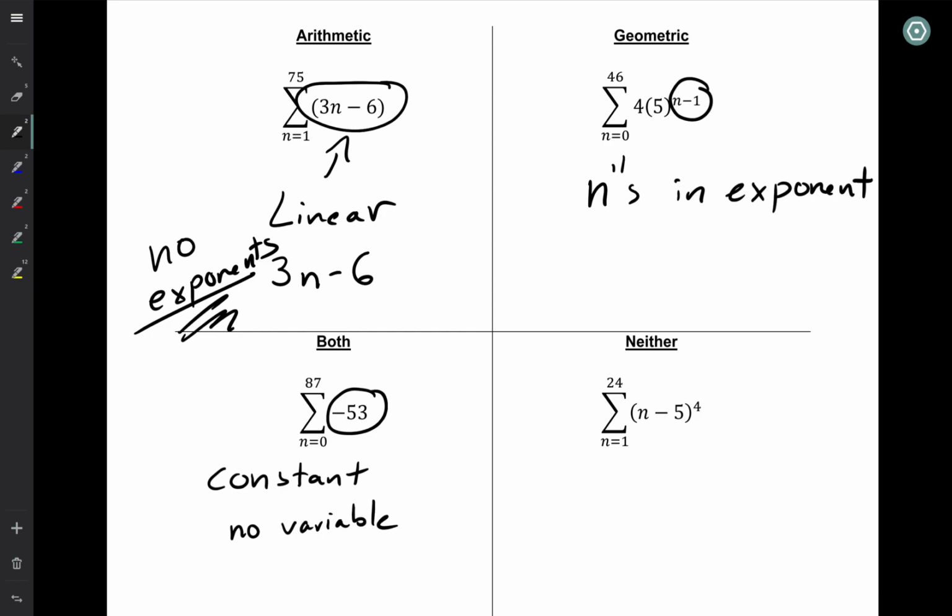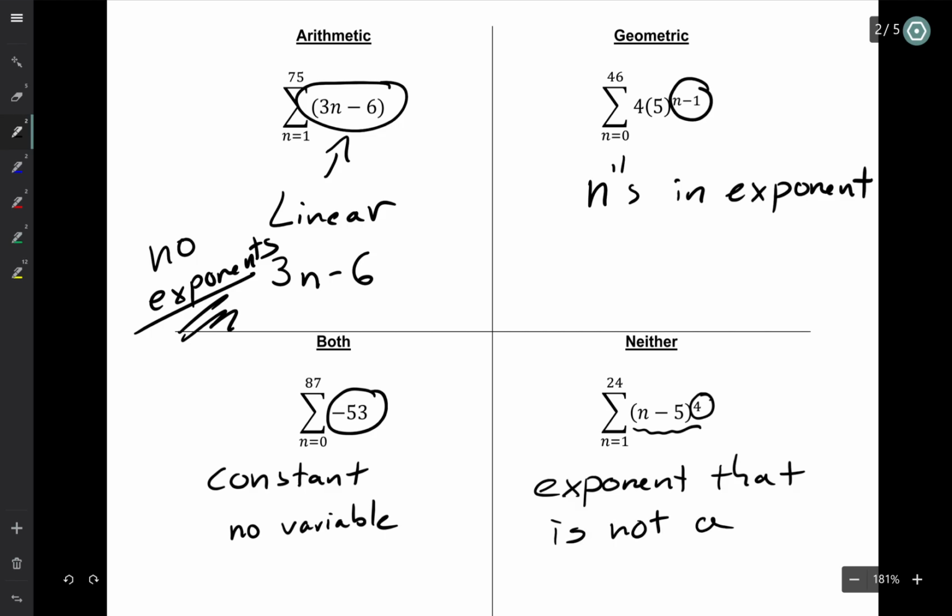And then the last type pops up sometimes, and this is a neither, neither arithmetic nor geometric. And that looks like this. It's when you have an exponent that is not a variable.